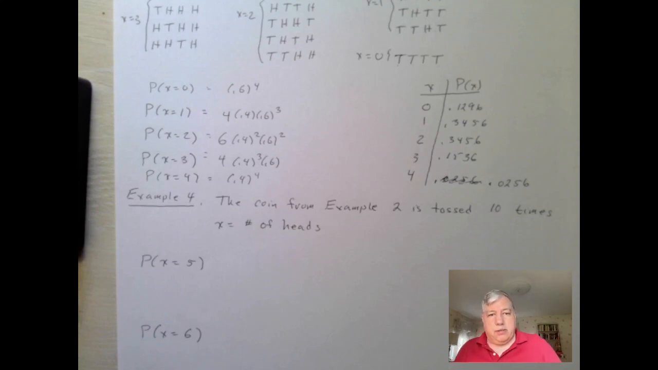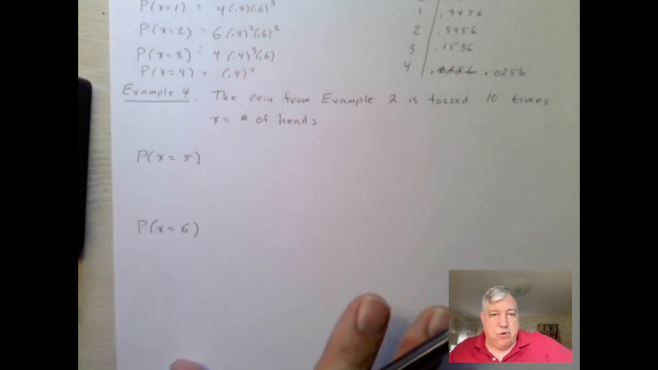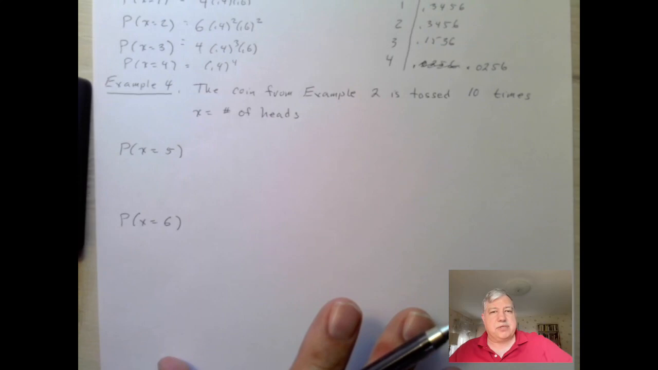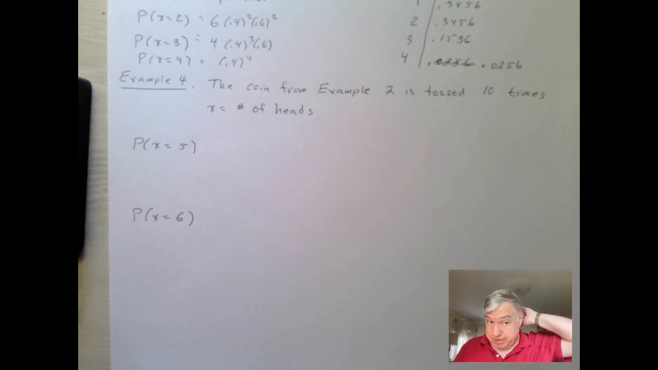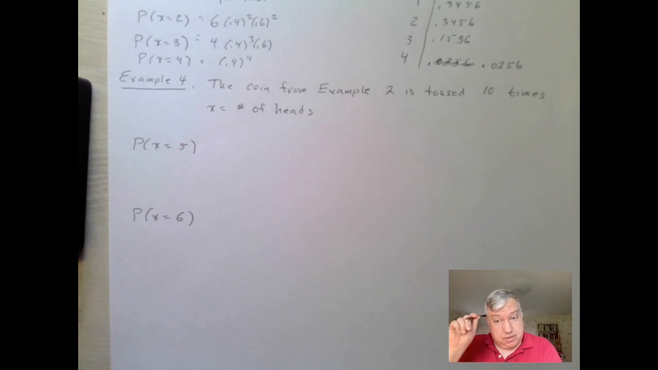All right. Let's modify this one more time, and we won't do the whole distribution in this case. For example 4, we're going to take the same biased coin from example 2, and now we're going to toss it 10 times. Let's see if we can answer these questions without writing down the entire sample space. Here we have, what's the probability that we have exactly 5 heads?